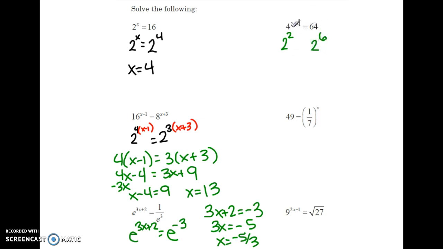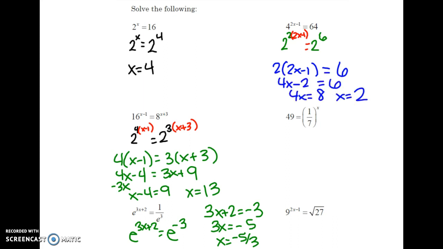Now I got to bring down what was already there. A 2x minus 1 needs to come down, and then the equal sign. Now that the bases are the same, I focus on the exponents. So 2 times 2x minus 1 needs to equal 6. So distribute. Combine like terms, finish it, I've got x equals 2.